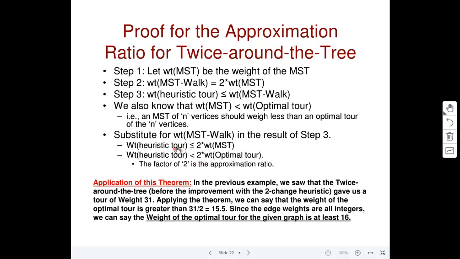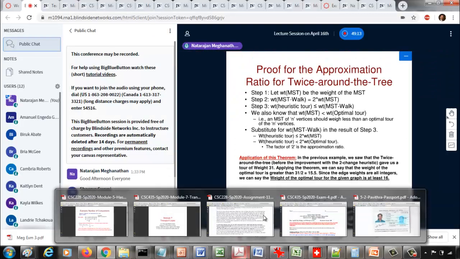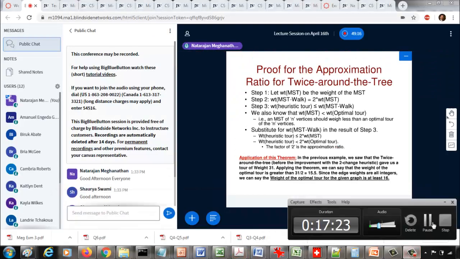So now we can just substitute the second step result into the third step. The weight of the heuristic based tour is less than or equal to, instead of the weight of this walk, twice the weight of the minimum spanning tree. And from our observation, the weight of a minimum spanning tree is going to be less than the weight of the optimal tour. So that's why the weight of the heuristic based tour is less than twice the weight of the optimal tour. Okay, so that is this theorem. Let me save this and we'll come back. Any questions?